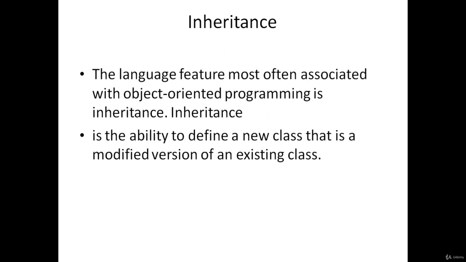Inheritance. The language feature most often associated with object-oriented programming is inheritance. Inheritance is the ability to define a new class that is a modified version of an existing class. It is called inheritance because the new class inherits the methods of the existing class. Extending this metaphor, the existing class is called the parent and the new class is called the child.